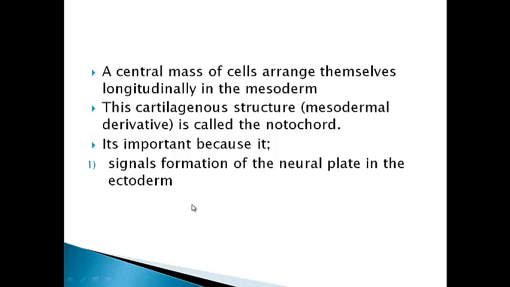So even though the structure that signals its formation is found in the mesoderm, the neural plate itself is actually found in the ectoderm. The other importance of the notochord is that with further development, it will end up becoming the vertebral column. All right, so those are the two important reasons that the notochord appears.